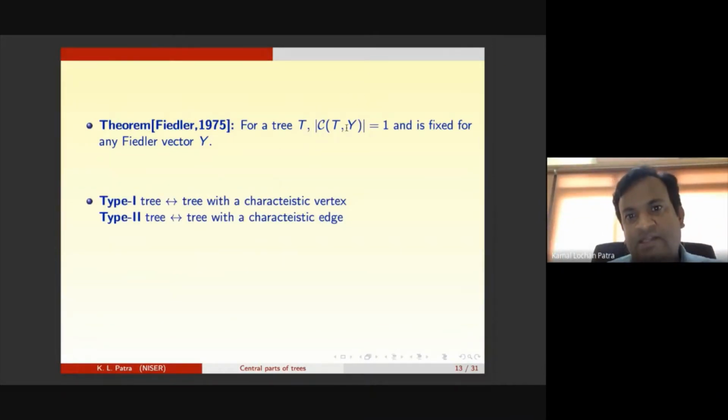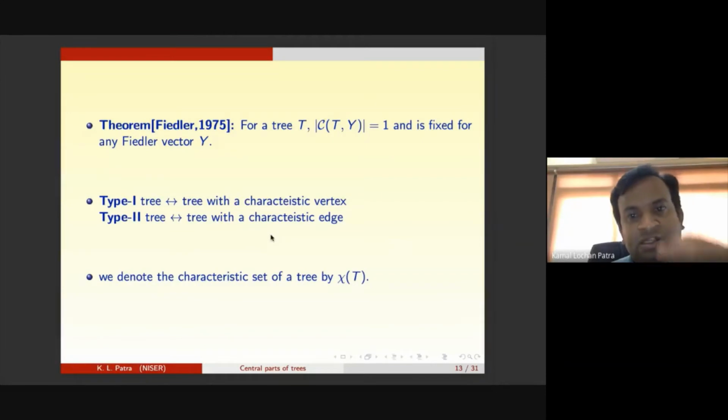Irrespective of Y, the characteristic set is fixed. So now it classifies the set of all trees into two parts. We call something a type 1 tree if it is a tree with a characteristic vertex. If it is a type 2 tree, we call it a tree with a characteristic edge.